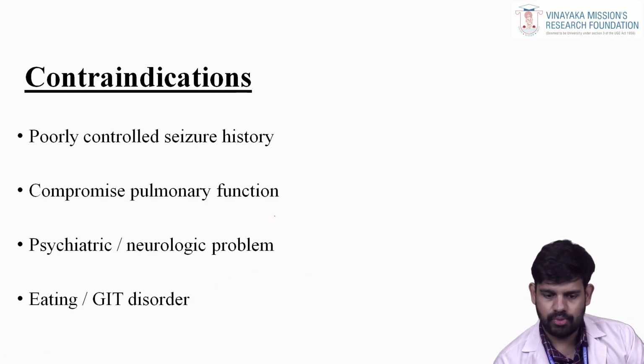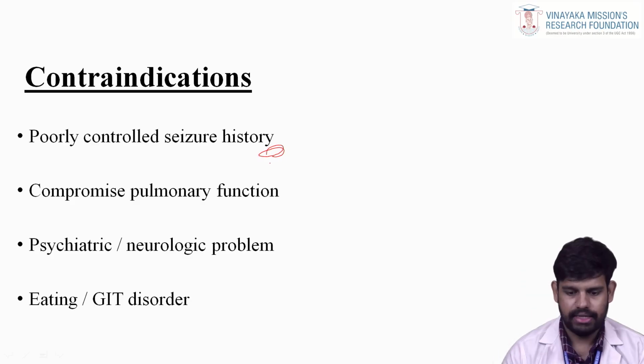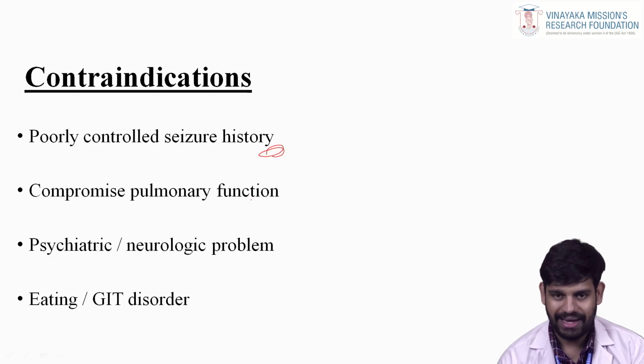So a contraindication is poorly controlled seizures. When you put the patient in IMF, the seizure patient might aspirate and go for sudden death also. And compromised pulmonary function, where the patient can't have a patent airway.